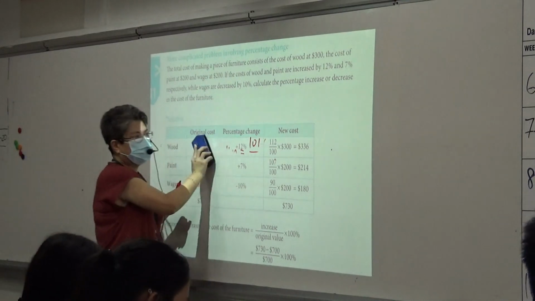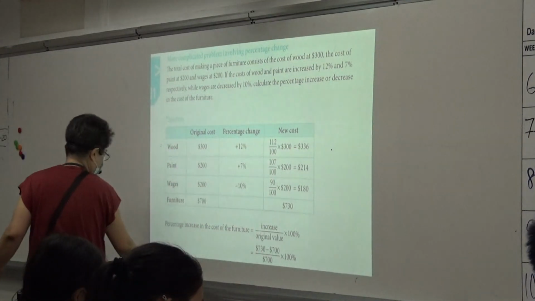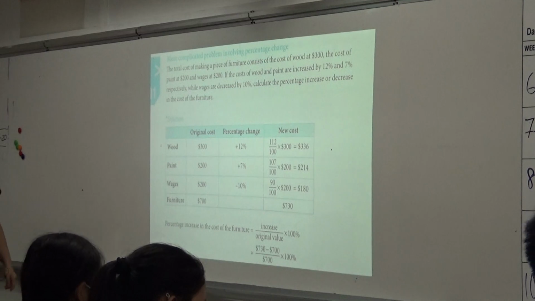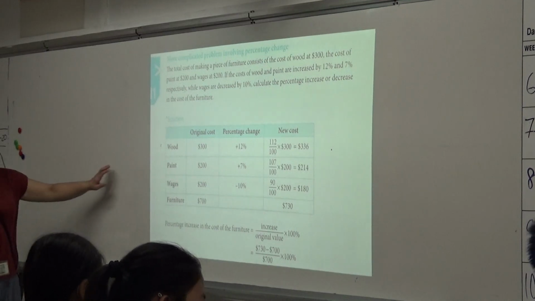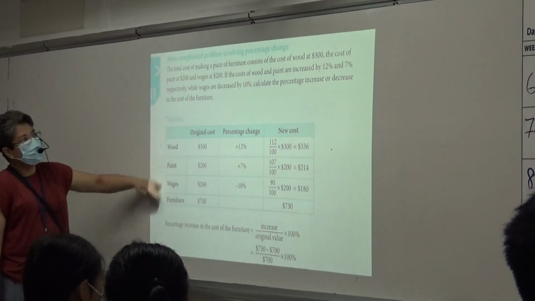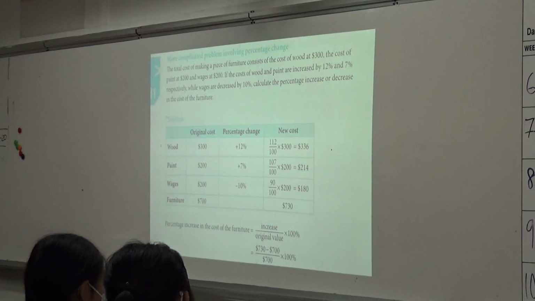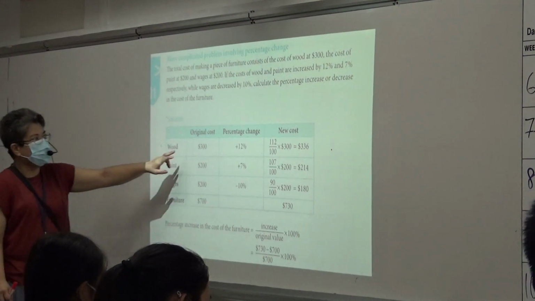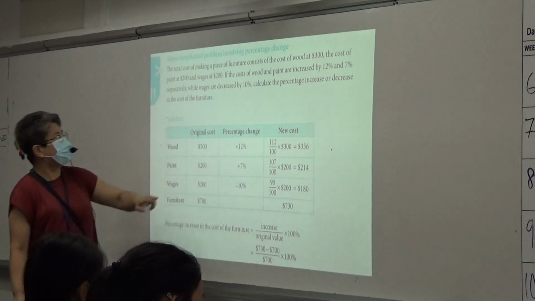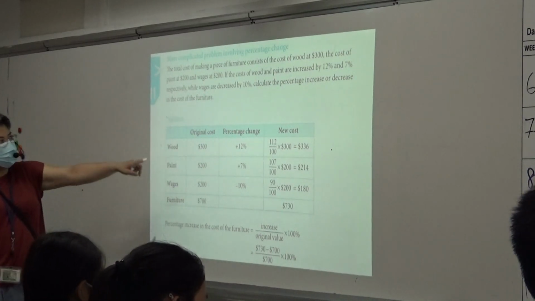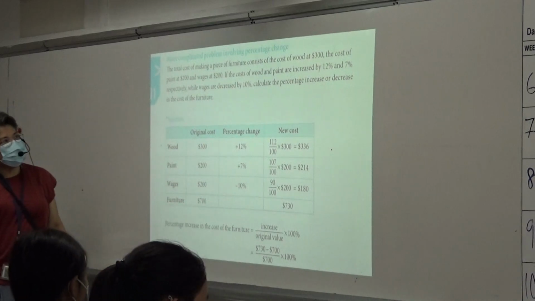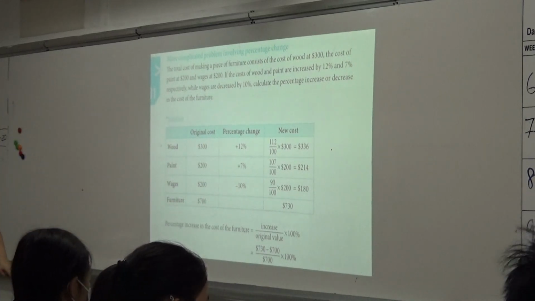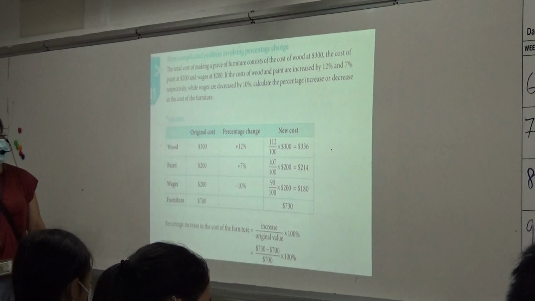Let's take a look at this particular question, right? The total cost of making a piece of furniture consists of the cost of wood at $300, the cost of paint at $200, and wages at $200. If the cost of wood and paint are increased by 12% and 7% respectively, while the wages decrease by 10%, calculate the percentage increase or decrease in the cost of the furniture.